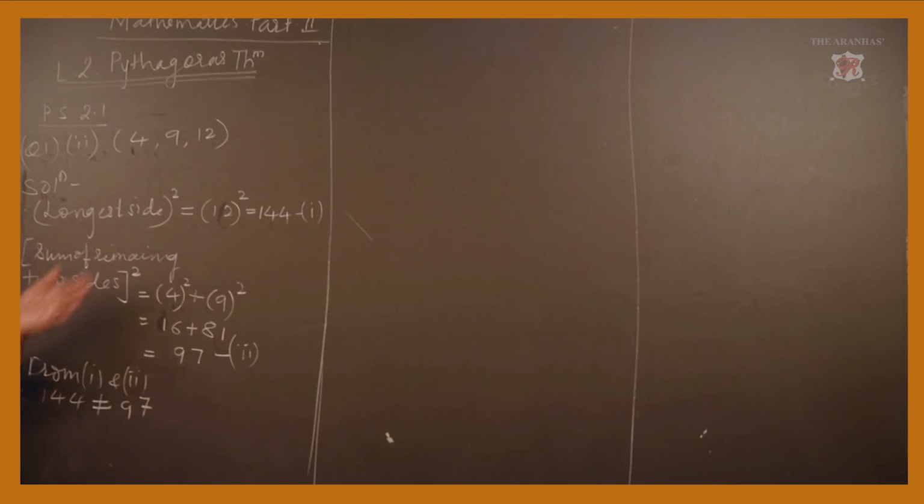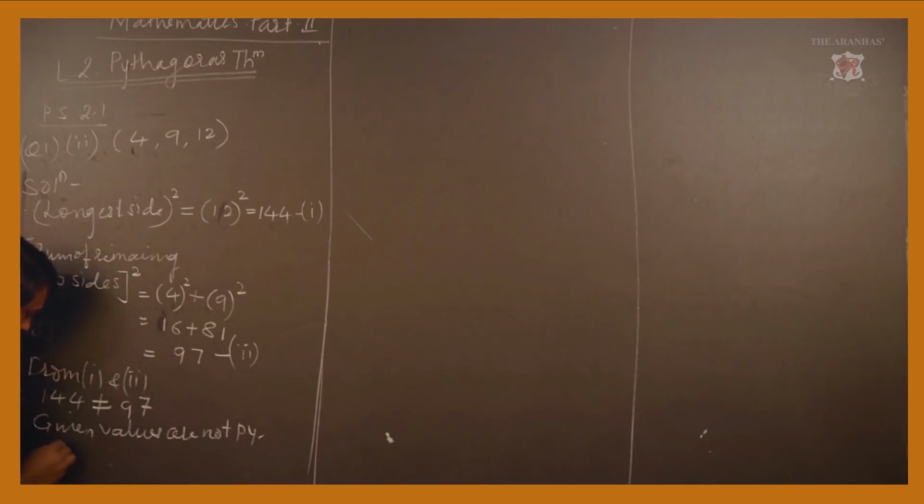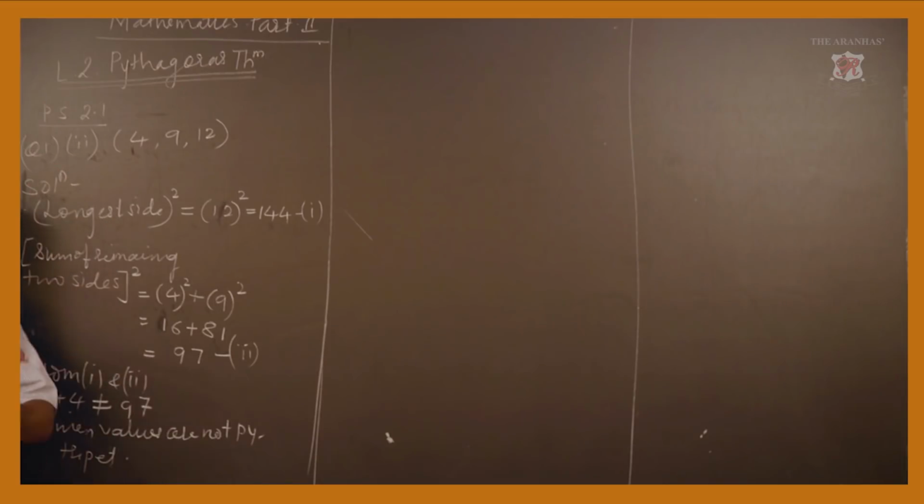What do we get here? The longest side is 12. It means that we can mention here: therefore, the given values are not Pythagorean triplets. Here we will write that these given values are not Pythagorean triplets. This is question number 1.